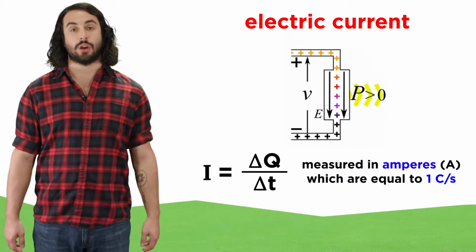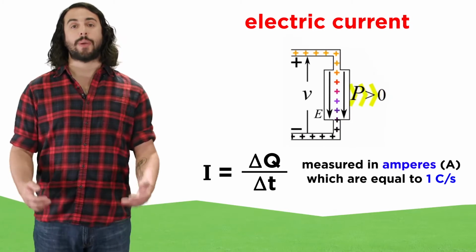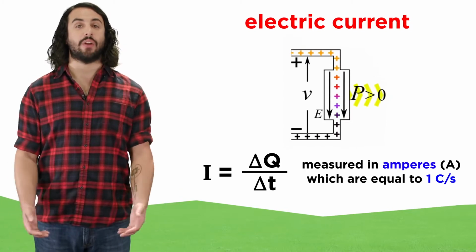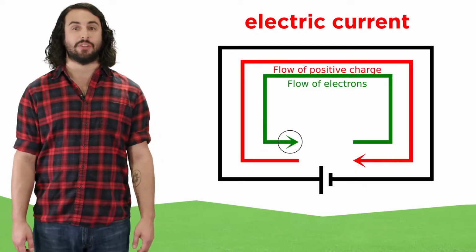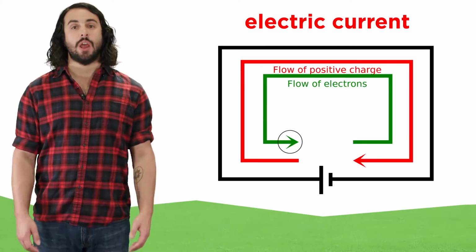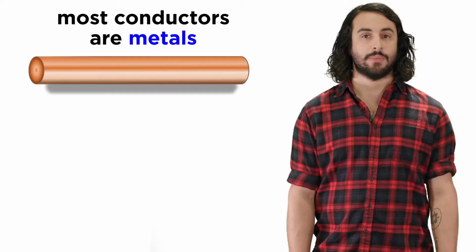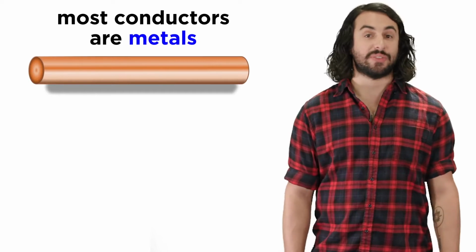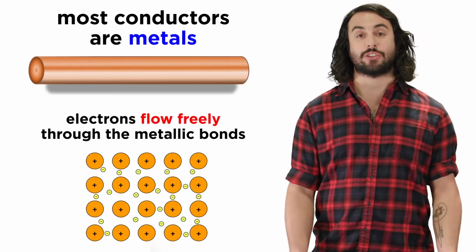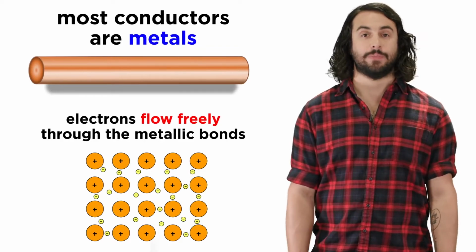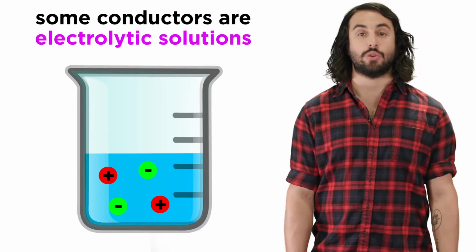The SI unit for current is the ampere, which is equal to 1 coulomb of charge passing a particular cross-sectional area per second. The direction of the current is always opposite the movement of negative charges, but a current can be generated by particles of either charge. Most materials that are conductors of electricity are metals that allow for the free movement of electrons from atom to atom, or electrolytic solutions with charged ions in solution.